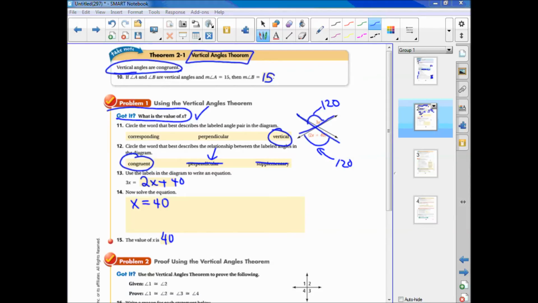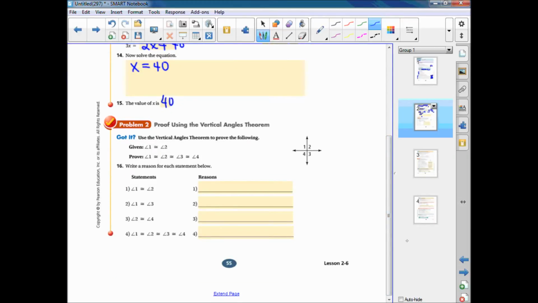All right. So here's our proof. Proof using the vertical angles theorem. So we're going to use the vertical angles theorem to prove the following. If angle 1 and angle 2 are congruent, we want to prove that angles 1, 2, 3, and 4 are all the same. Okay? So write a reason for each statement here.